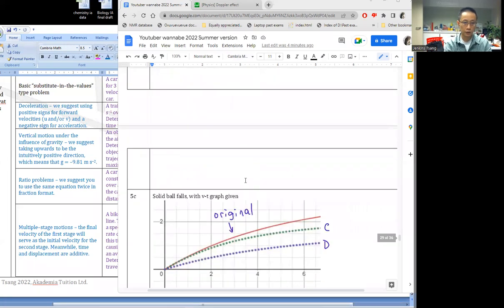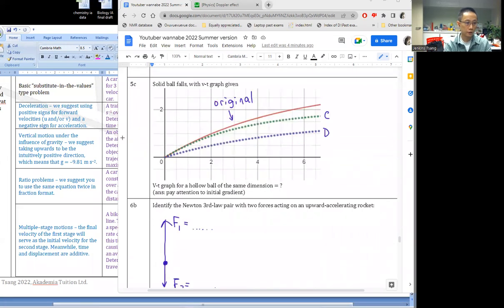But let's move on for now to question 5. A solid metal ball is dropped from a tower, and then they give you a velocity time graph that clearly shows that acceleration is not constant, which means that friction is not negligible. And then they say that the experiment is repeated when they drop a metal ball that's the same size, same shape, but hollow in the inside.